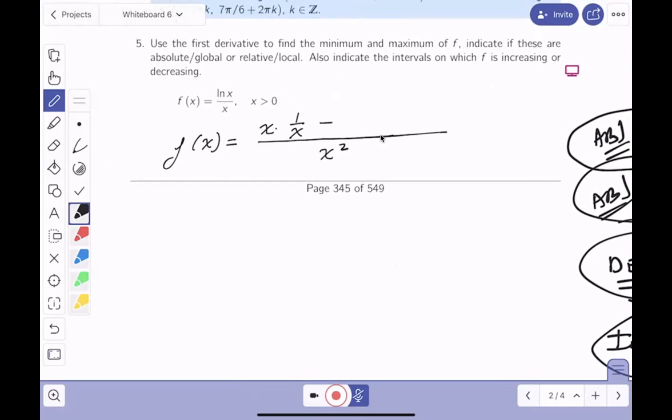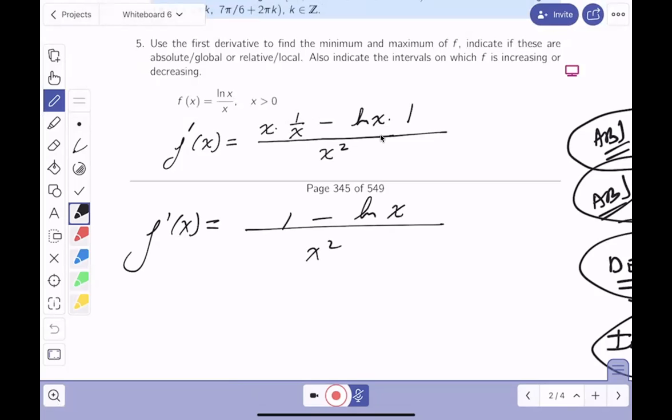Let's take a look at that. So natural log of x times the derivative of the bottom, which is 1. Well, it's really not that bad. That's the derivative. I'm sorry about that. x squared, 1 minus the natural log of x.